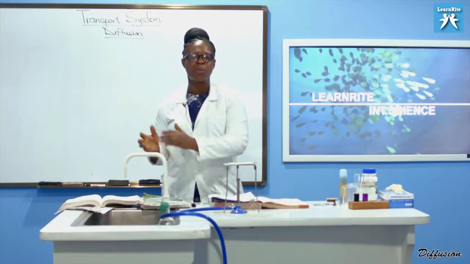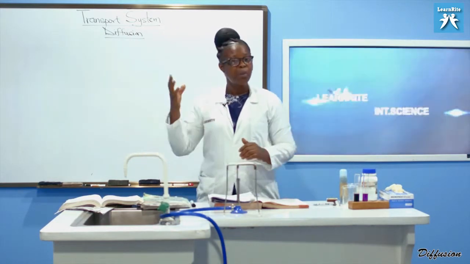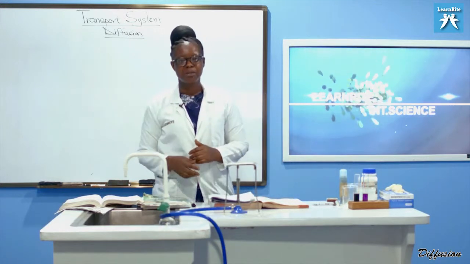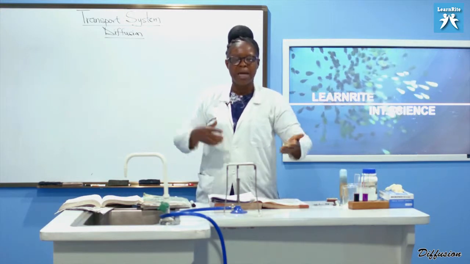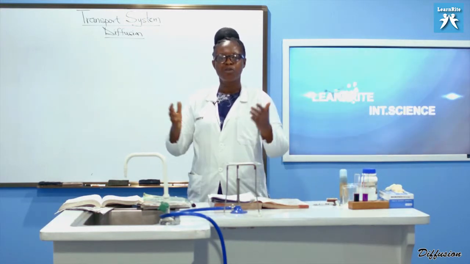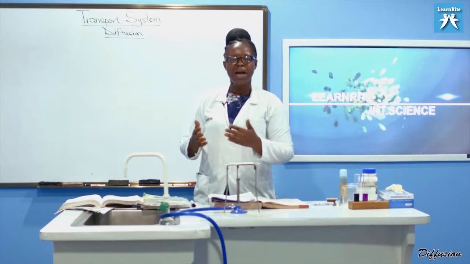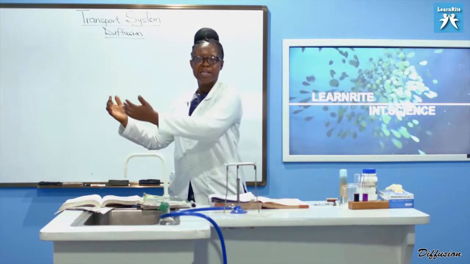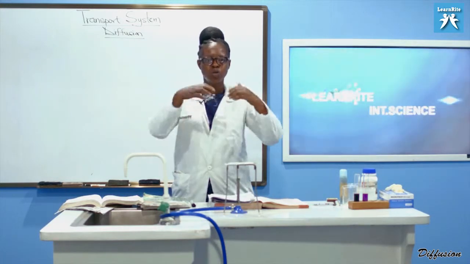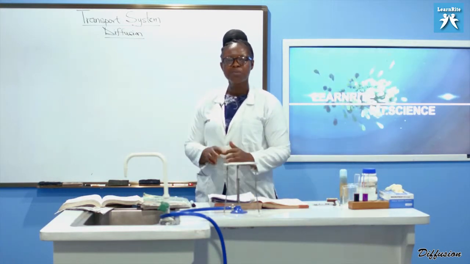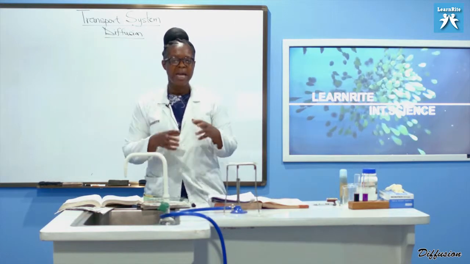Now, what are some of the things that are transported from one part of the body to another? The body needs vitamins, glucose, amino acids, water, and the like. All these are in the form of solution. So we have a system where these will be conveyed, carried from one part of the body to another. Apart from these things, we have hormones and enzymes.